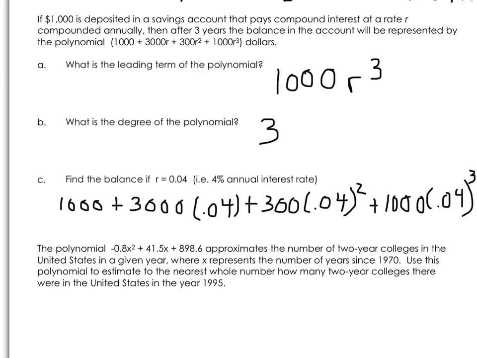Let's put this in the calculator. Just like it is. You can use the parentheses or not. They're not really doing anything in this case. But you'd have to put 1,000 plus 3,000 times 0.04 plus 300 times 0.04 squared plus 1,000 times 0.04 cubed. And if you do that, you should get our answer, 1,120. We're going to round it off to the nearest cent, 54.